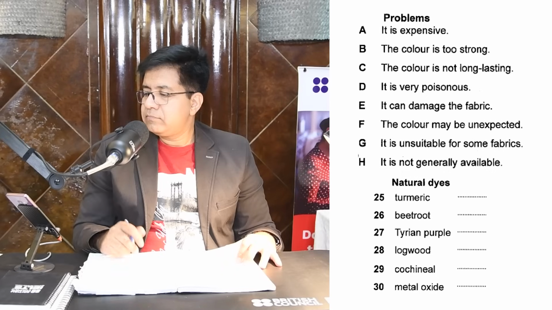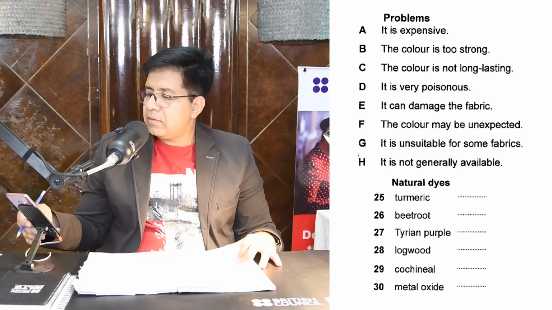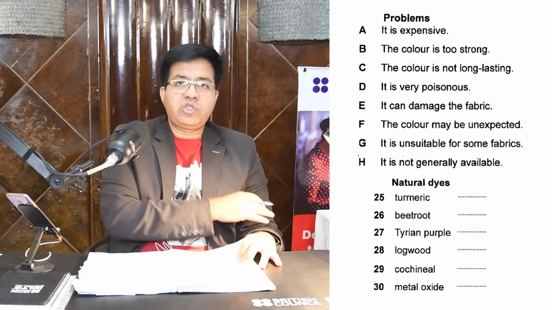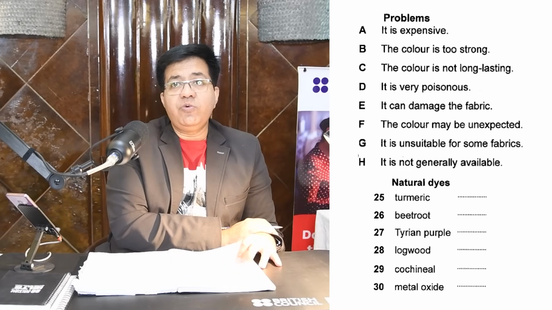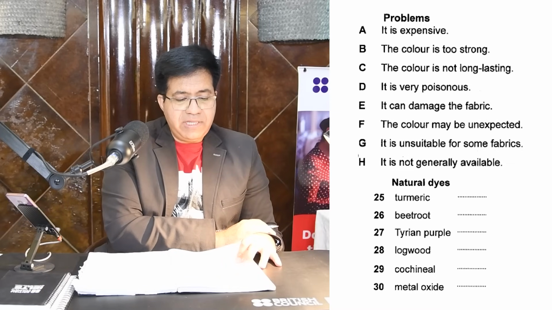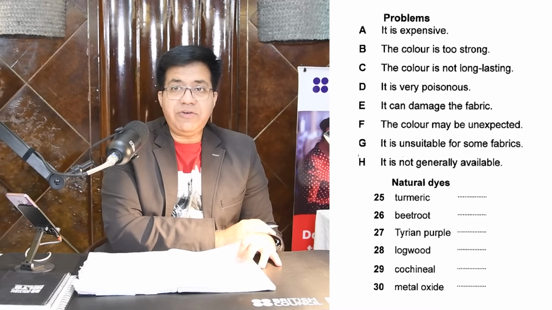It fell out of use centuries ago, though one researcher managed to get hold of some recently. Okay, it was so rare, I didn't use it. So rare means it is not generally available. That is option H, Tyrian purple.